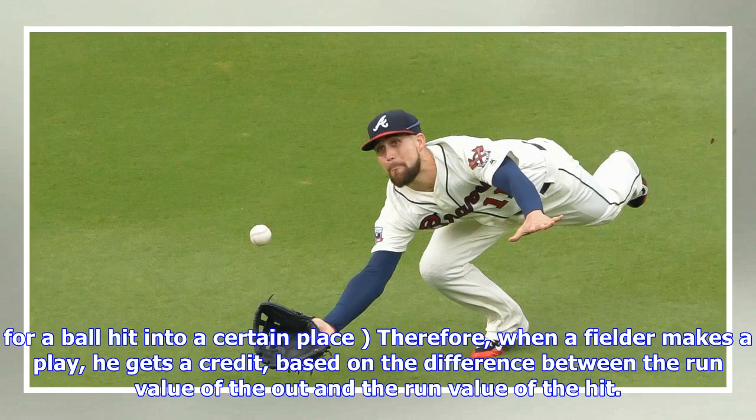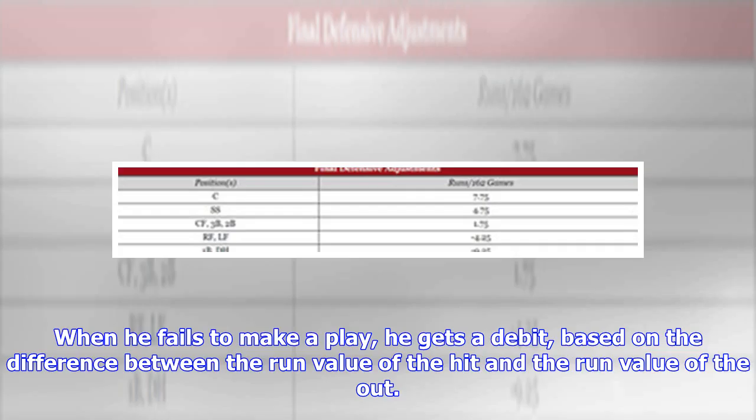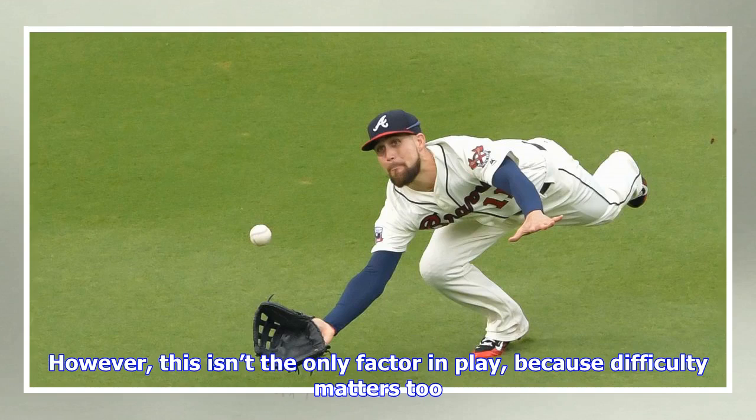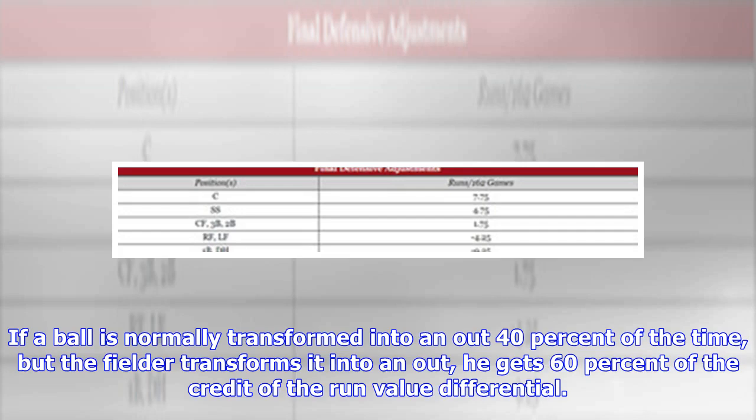Therefore, when a fielder makes a play, he gets a credit, based on the difference between the run value of the out and the run value of the hit. When he fails to make a play, he gets a debit, based on the difference between the run value of the hit and the run value of the out. However, this isn't the only factor in play, because difficulty matters too. If a ball is normally transformed into an out 40% of the time, but the fielder transforms it into an out, he gets 60% of the credit of the run value differential.